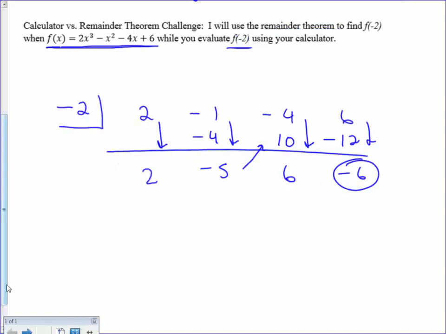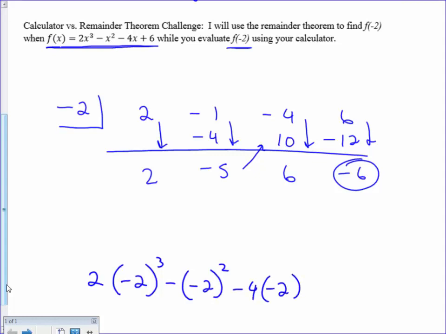Answer is negative 6. Now, did you finish before I finished? Generally speaking, I'm able to do synthetic division and the remainder theorem quicker than we can by using a calculator. And the reason being is on your calculator, you're having to type in 2 times negative 2 cubed minus negative 2 squared minus 4 times negative 2 plus 6, and then even though your calculator is doing the work for you, you're having to type in quite a bit, and then you get negative 6 out when you're finished.